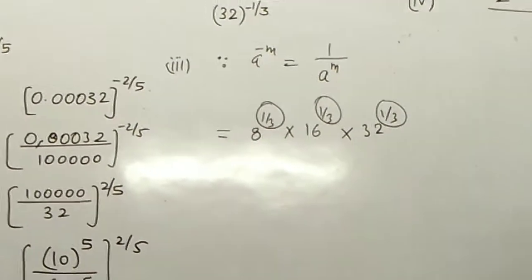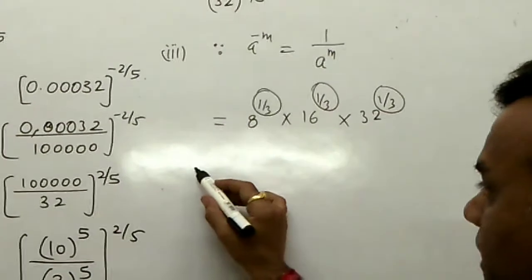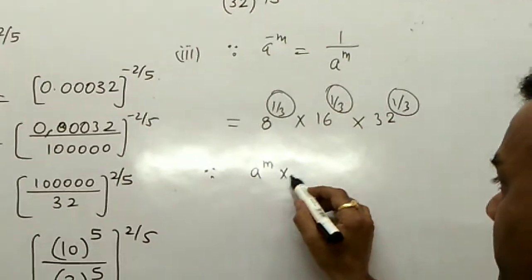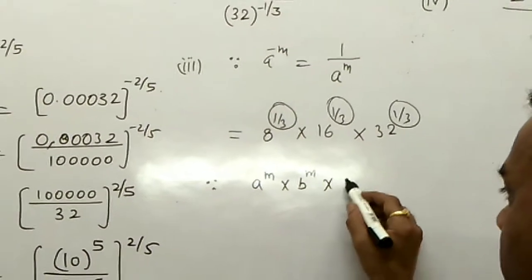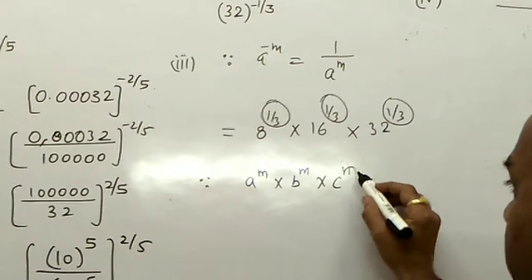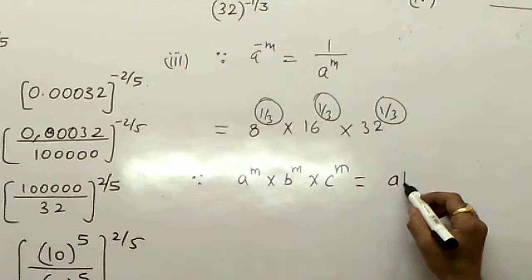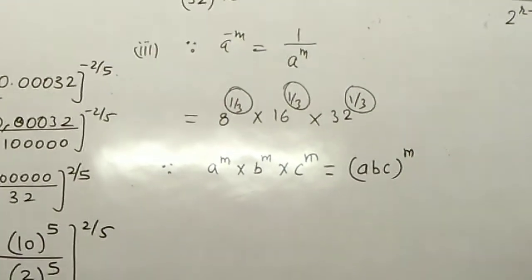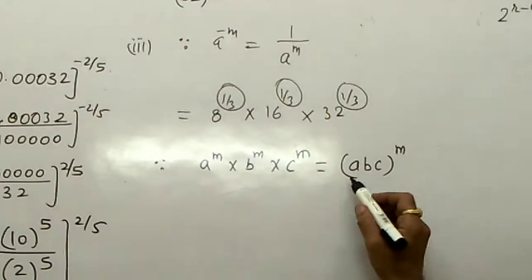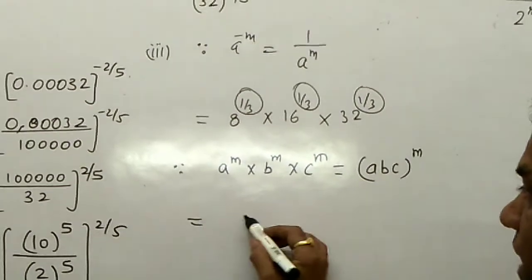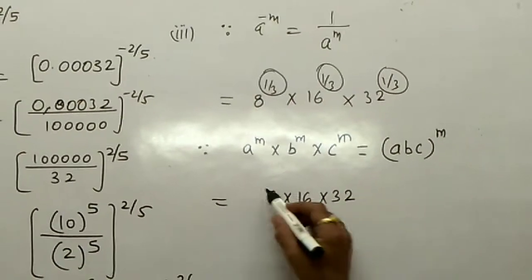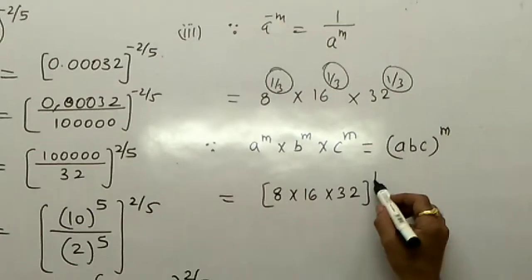All the powers are the same. So use another property: a to the power m, b to the power m, c to the power m. Then only a, b, c are multiplied and the power will be the same. So you write down a, b, c multiplied but with the same power. So you write down 8 into 16 into 32 whole to the power 1 by 3.